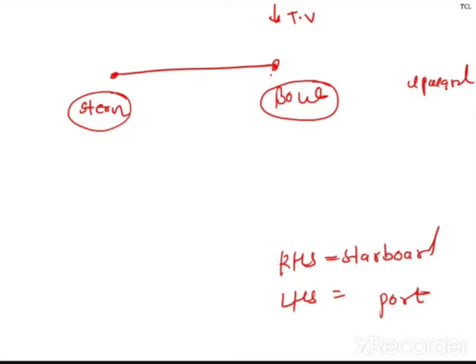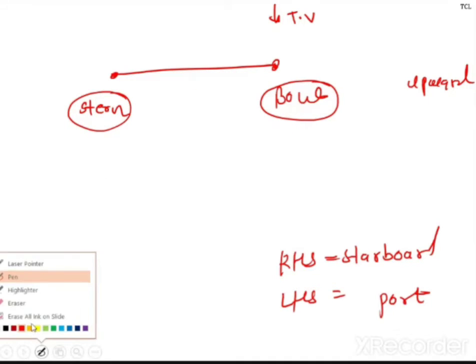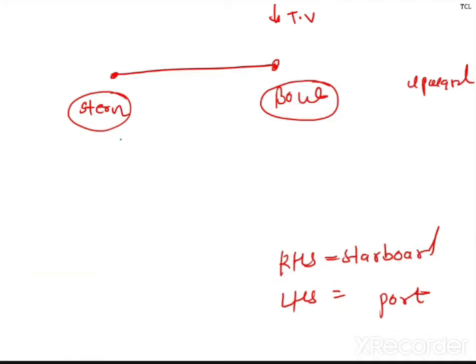Now the ship is pitching upward. When the ship pitches upward, the bow will move up and the stern goes down. Yes. So the bow will move. I will call it B dash, and this is S point, and this is B. I will call it S dash.